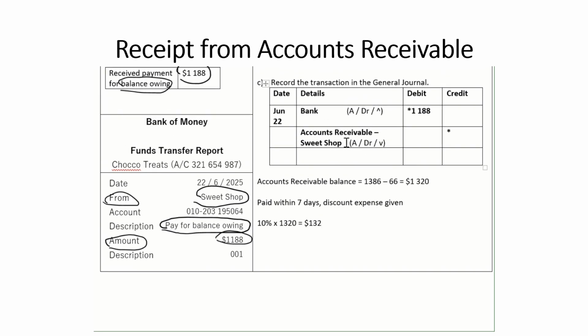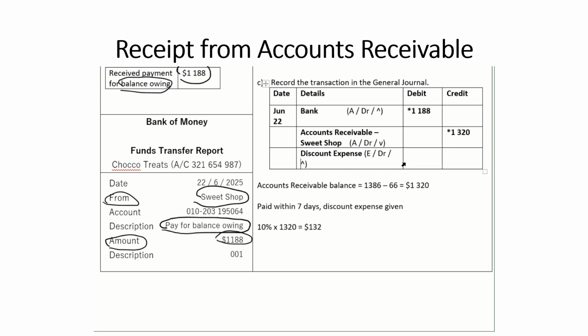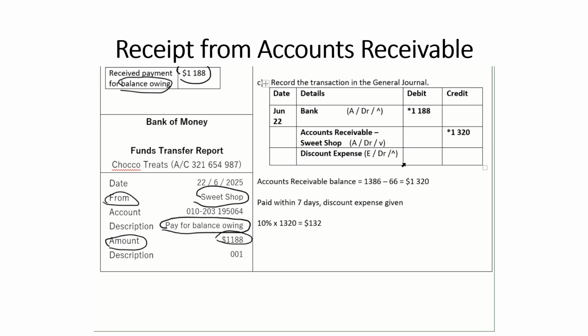Our accounts receivable, Sweet Shop, has settled their debt, and so their amount owing has decreased by 1,320 as we have calculated below. Now we have given them a discount expense, and that is why we are recognizing that we have lost some benefits here because of that expense. We are recognizing an increase in the expense, and that will be recorded on the debit side.